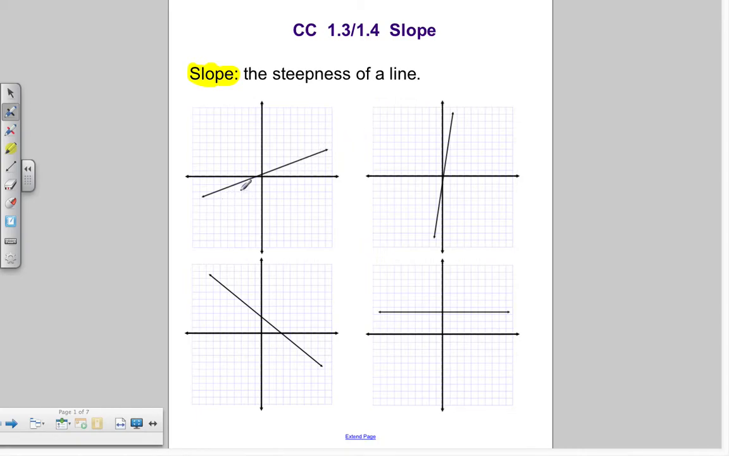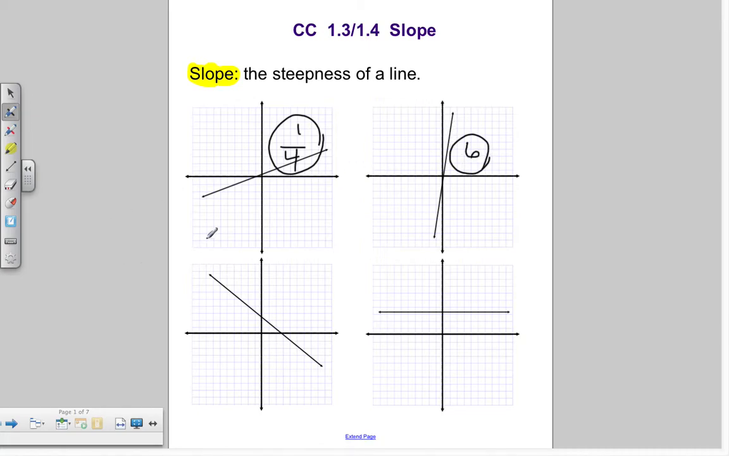So the slope of this line versus the slope of this line is going to be that this one is less steep than this one. So the number on this one's going to be less than the number on this one. So this one happens to be a slope of 4. The slope on this one happens to be 1/4. The slope on this one happens to be 6, I believe. I'll get into how to compute that in a moment, but I just want to show you that this is a fractional slope and this is a whole number slope. The greater the number, the steeper the slope.